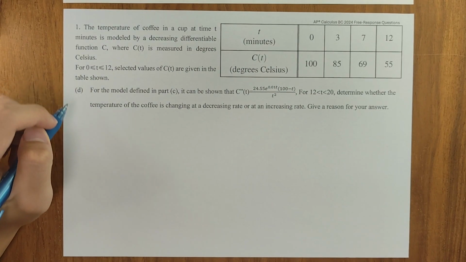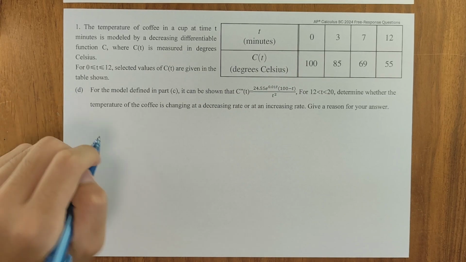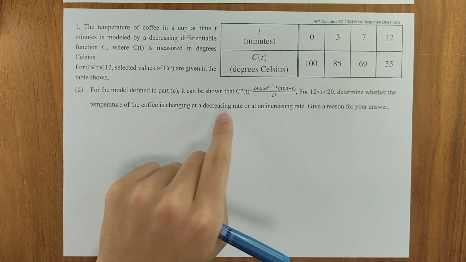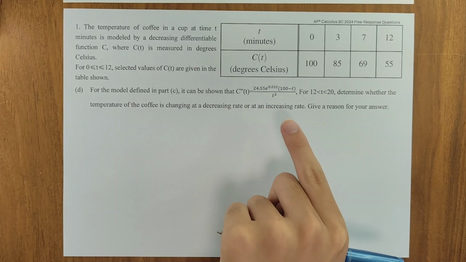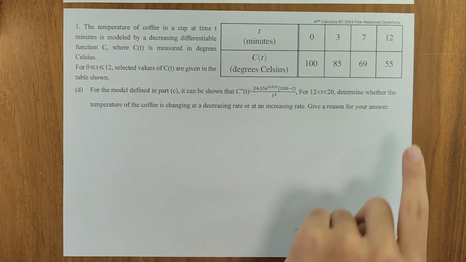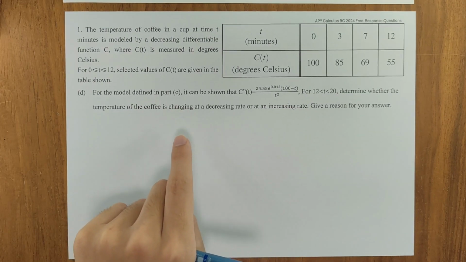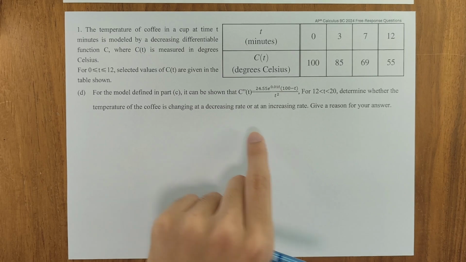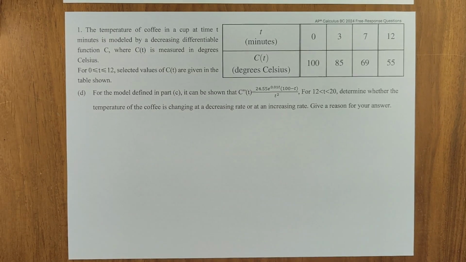Okay, and for the final question, part D: for the model defined in part C, which is C prime, it can be shown that C double prime t equals this function. For t equals 12 minutes to t equals 20 minutes, determine whether the temperature of the coffee is changing at a decreasing rate or at an increasing rate.